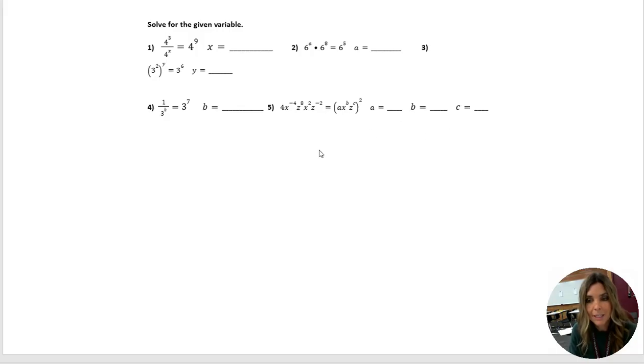Okay, so this part I did not count on your test. We're going to be doing a little bit more practice as a class on this part. So on this part, this was not counting on your grade. We'll do some more practice with this, and then I will do a retest on this later.